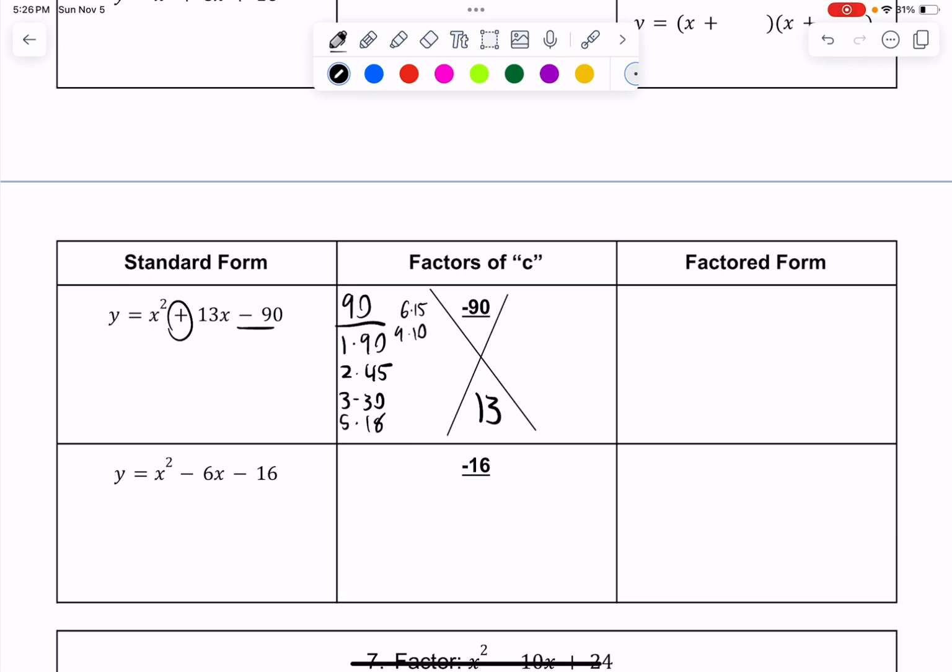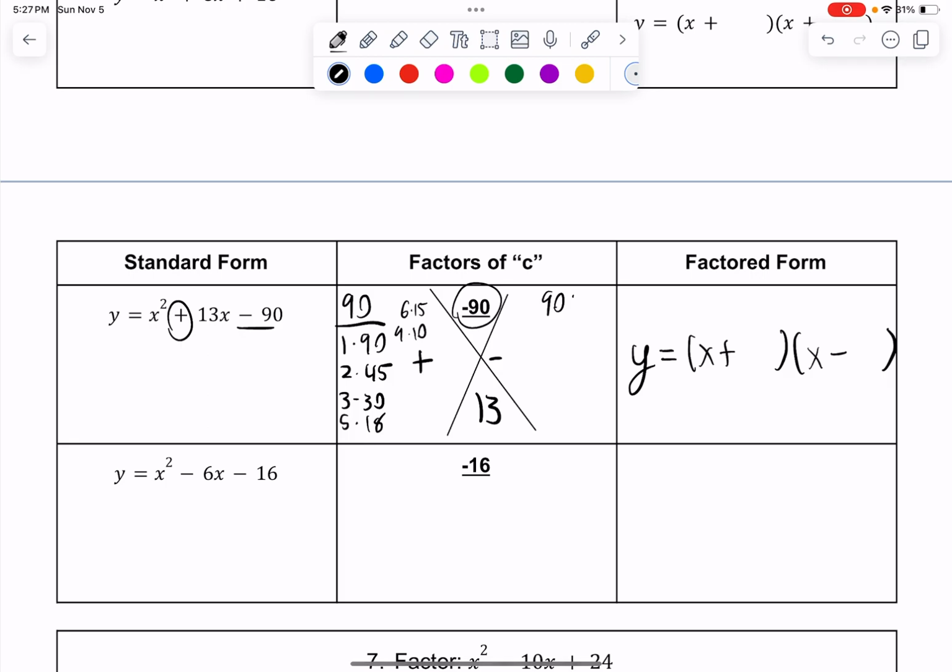But if we're multiplying to a negative number, that means that one of our values is going to have to be negative, and one of them also has to be positive. So when we're looking at our m and n, we're going to have y is equal to x plus a number and x minus a number. So let me start practicing. If I'm trying to add to a positive number, that means all my bigger numbers need to be positive and all my smaller numbers need to be negative. So let's try that out.